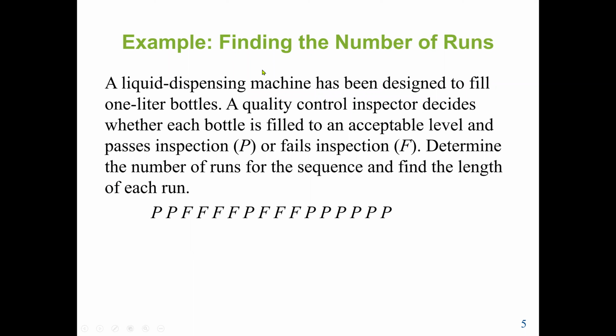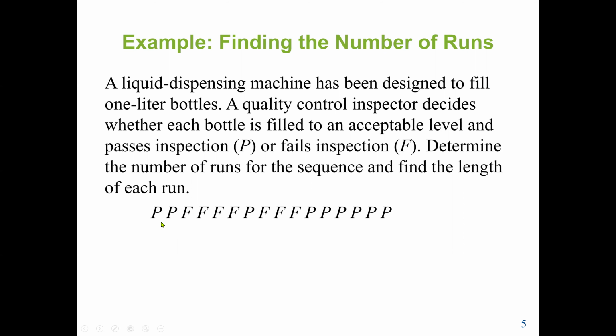So let's see an example here, finding the number of runs. A liquid dispensing machine has been designed to fill 1 liter bottles. A quality control inspector decided whether each bottle is filled to an acceptable level and passes inspection, P, or fails inspection, F. Determine the number of runs for the sequence and find the length of each run. Again, this is the observation. We can see that we have PP, then we have 4 Fs, then P, then 3 Fs, and the rest are P. So these are the runs.